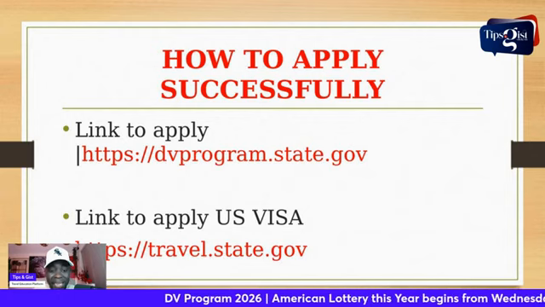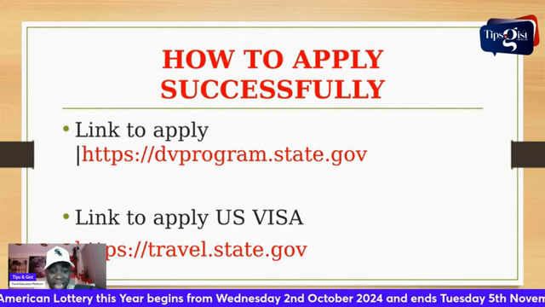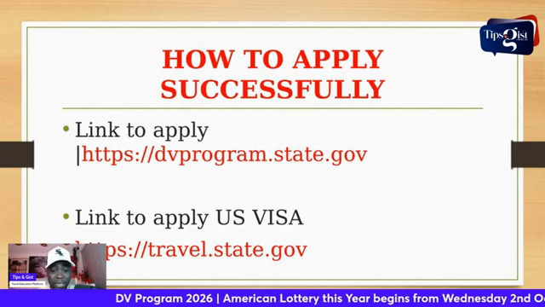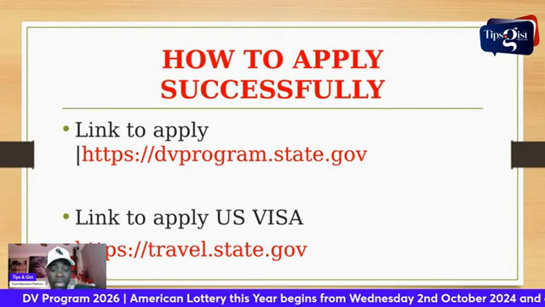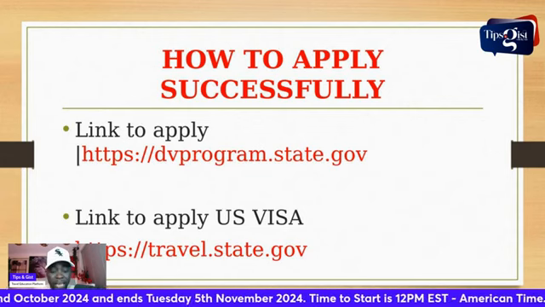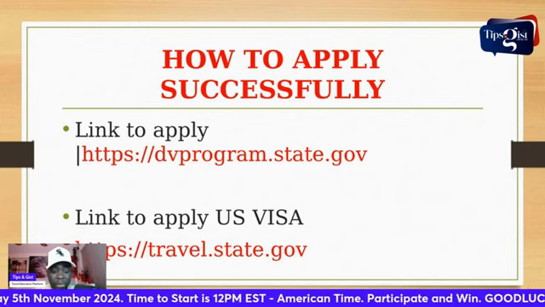The link to apply for the DV program is dvprogram.state.gov. If you cannot search it on Google, there is a link embedded right in this video. Just click on the caption and then the link is there. You can click on it, go on the portal, but you cannot do the application until 2nd of October, before they open the portal. The link is dvprogram.state.gov.